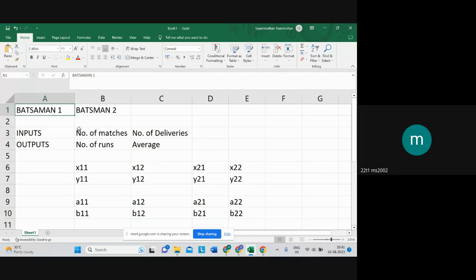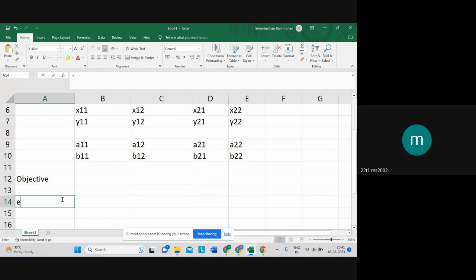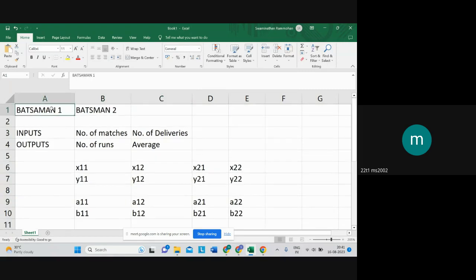So first we'll look at the efficiency of batsman 1. So you form the objective function, you give the constraints so that batsman 1 is going to maximize his or her efficiency, right? So when the efficiency of batsman 1 is 1, you say that this particular batsman 1 is efficient on his own inputs and outputs.